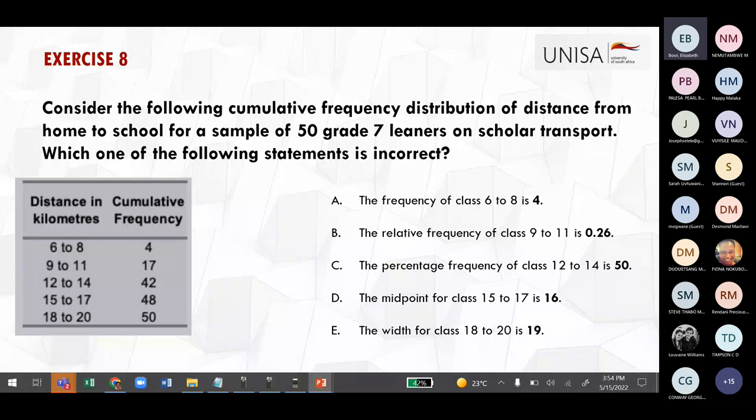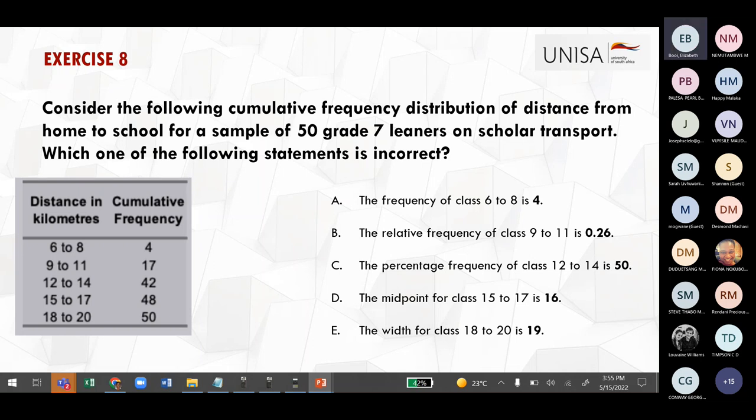Right. Let's move on to question number 8. Time moves so quickly when you're having fun. Consider the following cumulative frequency distribution of distance from home to school for a sample of 50 grade 7 learners on a scholar transport. Which one of the following statements is incorrect? Now, they told you that this is a cumulative distribution table.